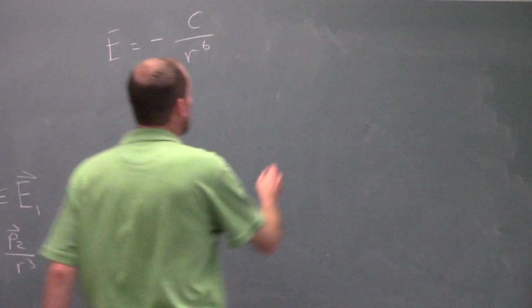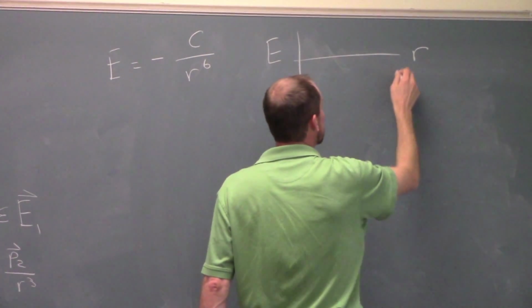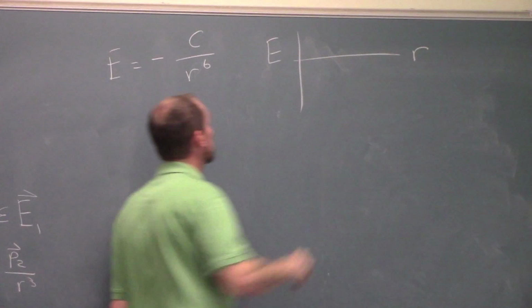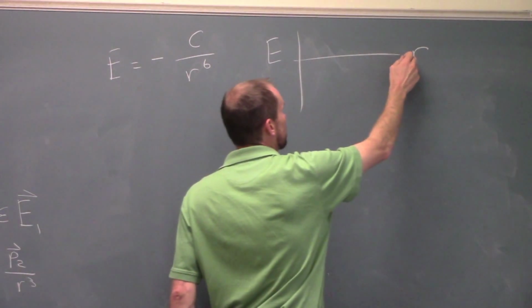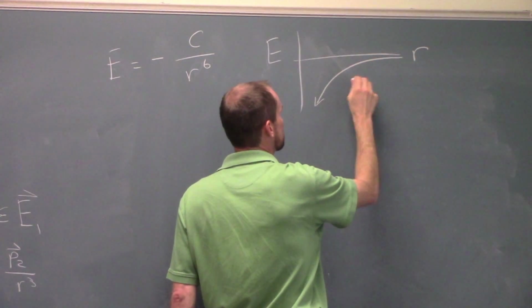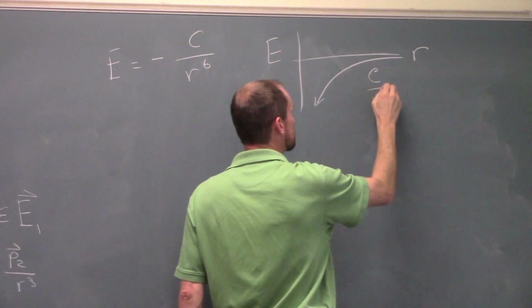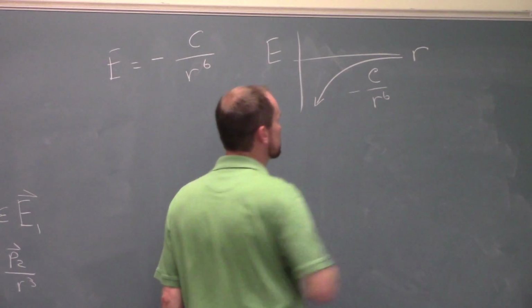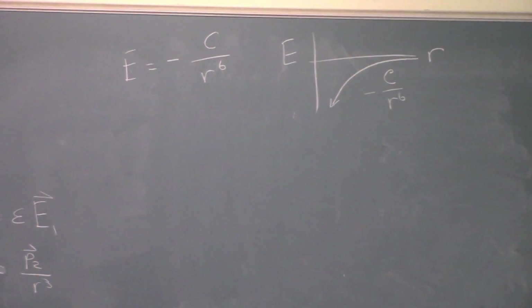Okay, so if I were to plot energy versus distance, at far away distances this energy goes to 0, and then as you get closer and closer, as r goes closer to 0, this becomes a larger and larger force. So this is some constant over r to the 6th, and it's negative because it's attractive. Okay, so the London dispersion forces are purely attractive, it's pulling things together.